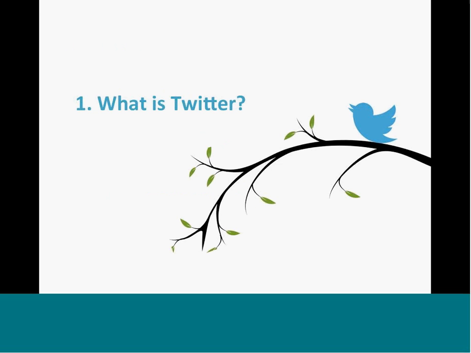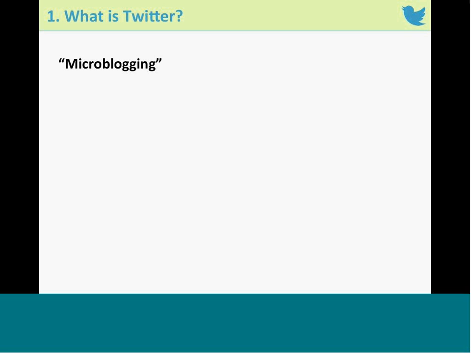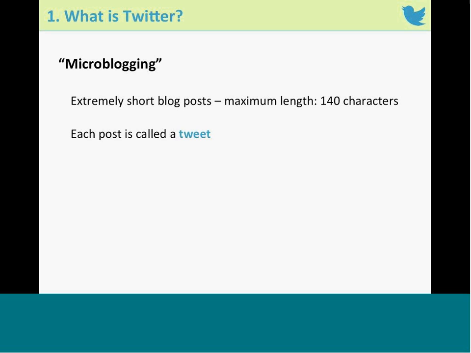So to begin with, what is Twitter? The best way Twitter can be described is as a microblogging site. So basically, Twitter allows you to put up extremely short blog posts. They're so short, in fact, that the maximum length of each of these posts is 140 characters, and that includes spaces and punctuation. And each of these posts is called a tweet.